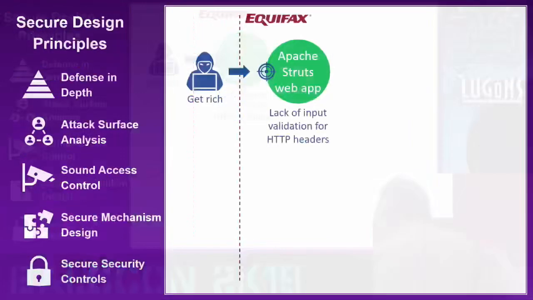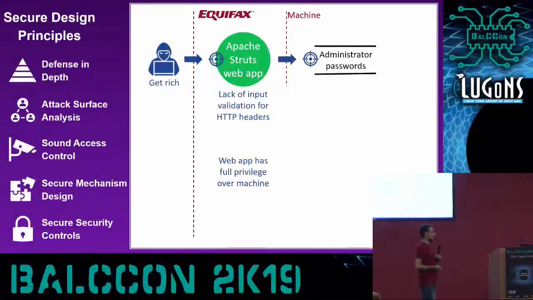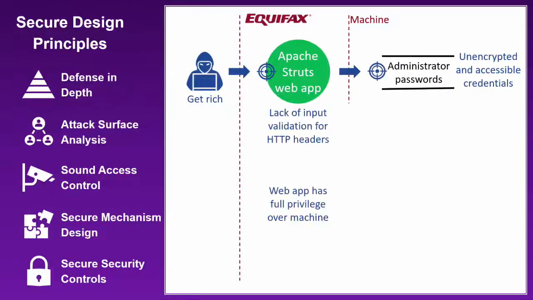The vulnerability in question in the Apache Struts framework is the lack of input validation for HTTP headers. And this is where the attackers were able to deploy the attack that took over the machine. It took over the machine because the web application was running under administrative privileges. So they managed to perform remote code execution here. The attackers started examining the system from this point and quickly discovered the database containing administrative passwords. These passwords were not encrypted. They were not hashed. Nothing was protecting them, not even basic access control. They took these passwords and then they started accessing all the other systems.